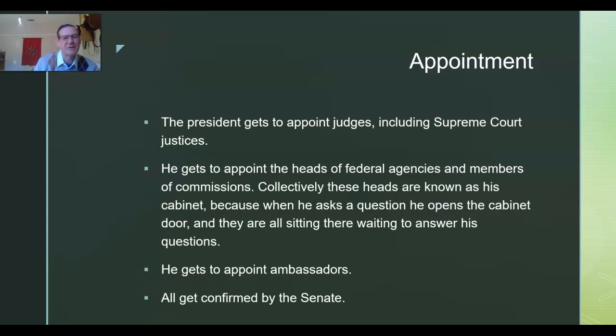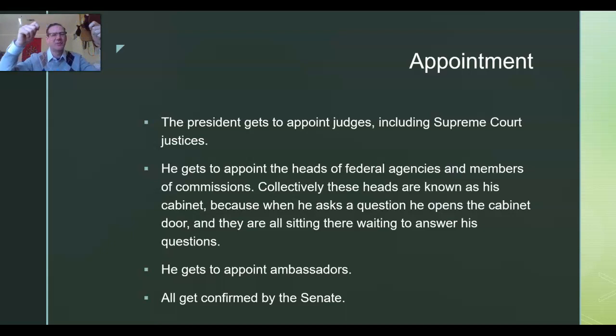The president gets to appoint judges, including Supreme Court justices. He gets to appoint the heads of federal agencies and members of commissions. Collectively, all the heads of the federal agencies and some of the heads of the commissions are known as his cabinet, because when he seeks to ask a question, he opens the doors of the cabinet and they're sitting in neat little rows, all of his advisors, and he says, Treasury Secretary, this secretary, that secretary, answer me these questions. And so they serve to advise him.